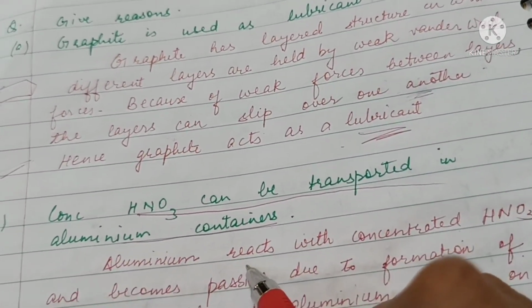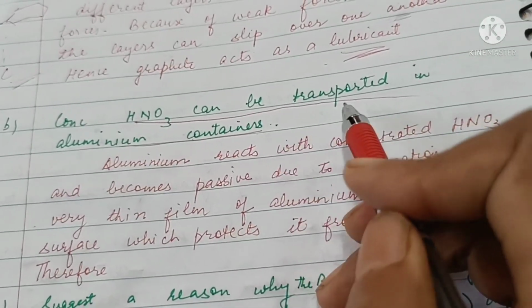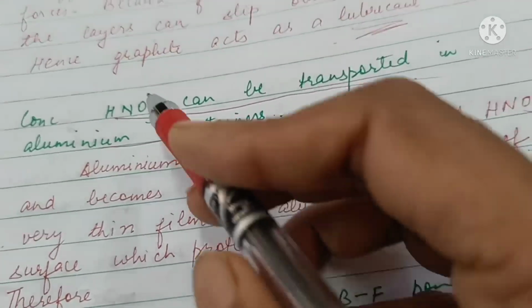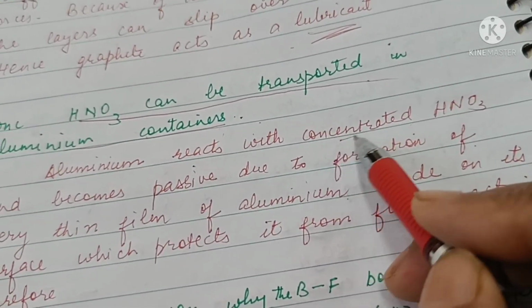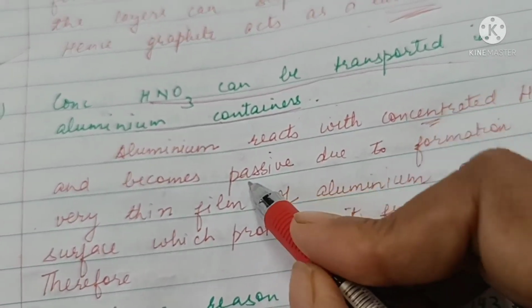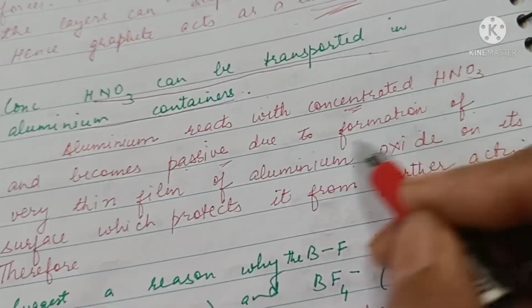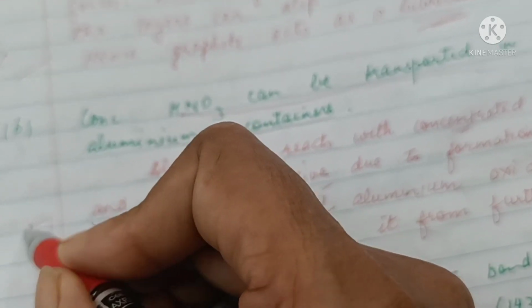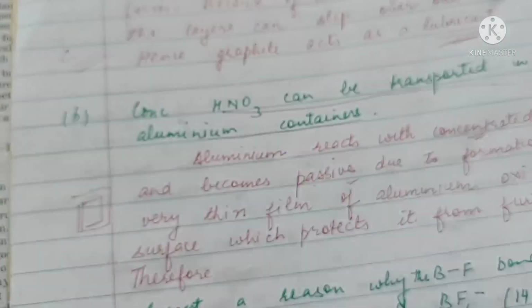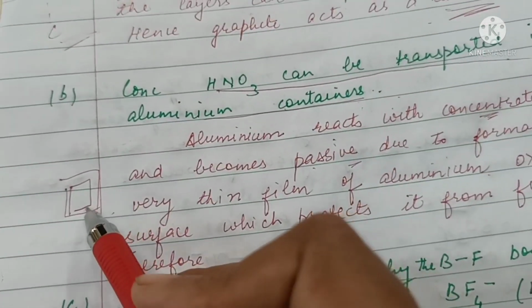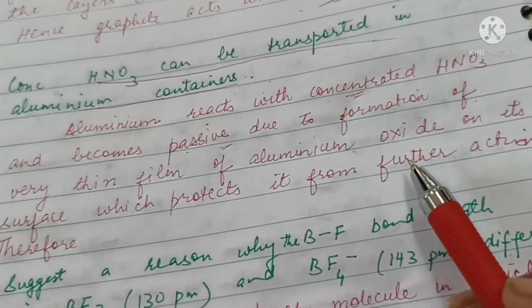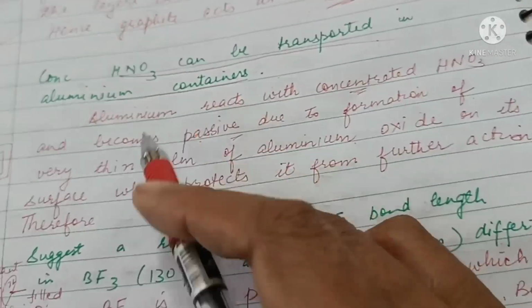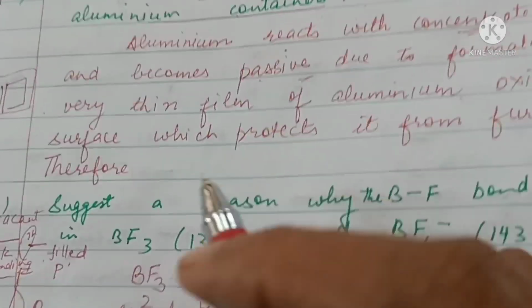Concentrated nitric acid can be transported in aluminum containers. This is because aluminum will react with concentrated nitric acid and become passive due to formation of a very thin film of aluminum oxide. Now this thin film of aluminum oxide on aluminum will protect the remaining aluminum from the acid, and so acid can be stored in aluminum container without bringing any harm to it.